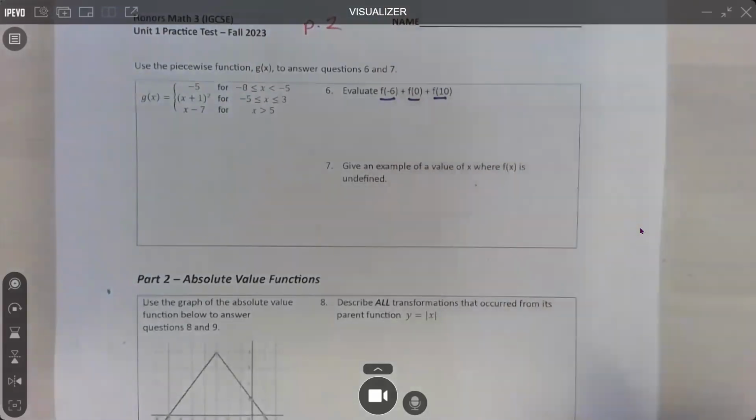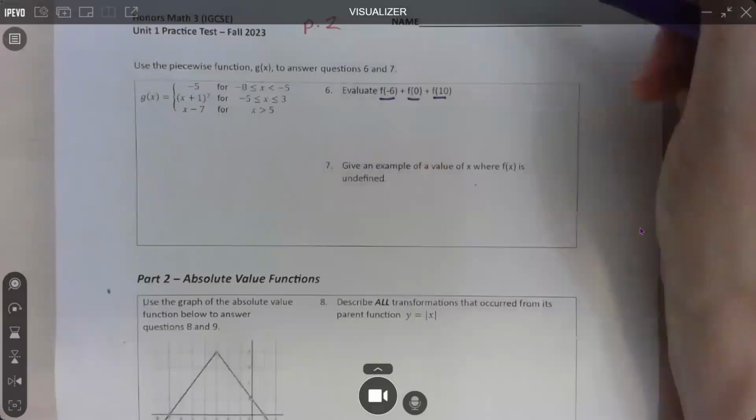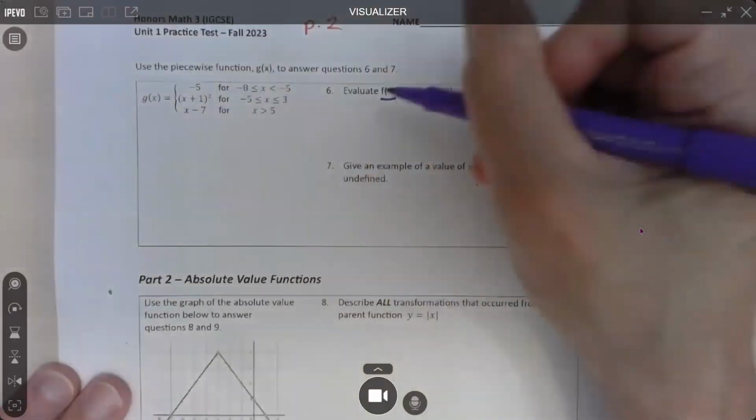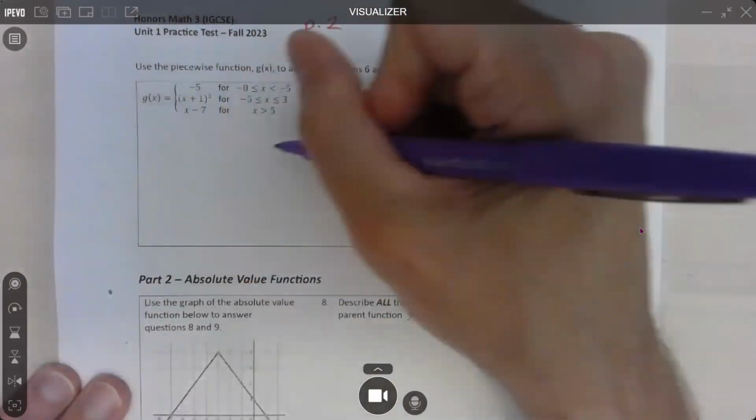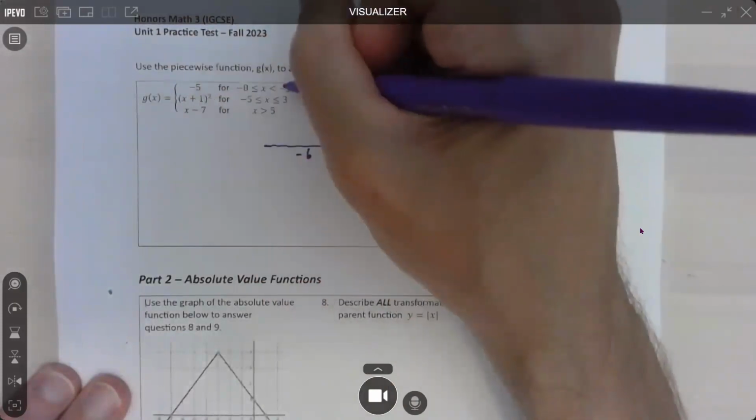And I don't want you graphing these because that's very time consuming. So we have to learn how to plug stuff in appropriately. So I want to evaluate f of -6. What I'm going to do is, well, let's do a little reteaching on this. If I'm looking at the number -6, that's going to fall between -5 and -8.